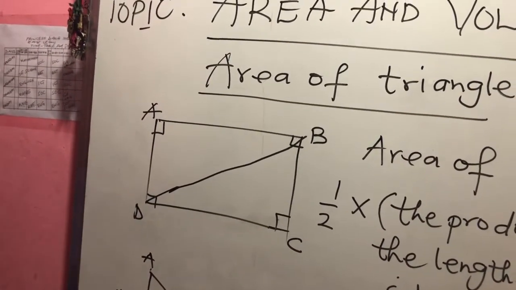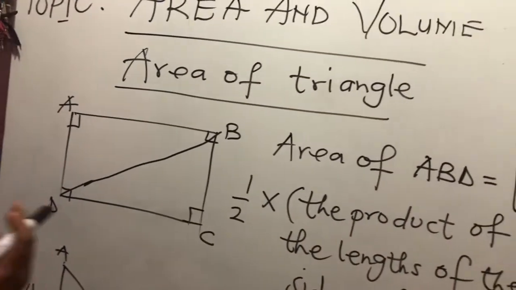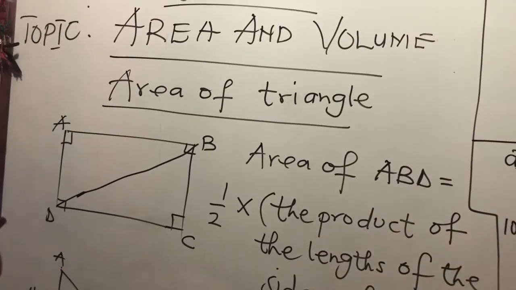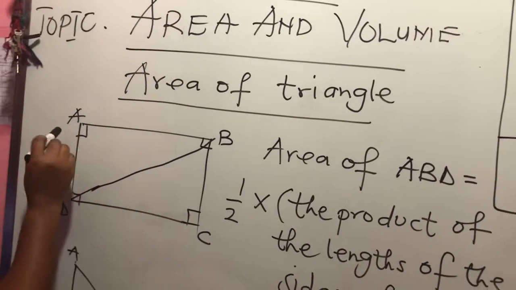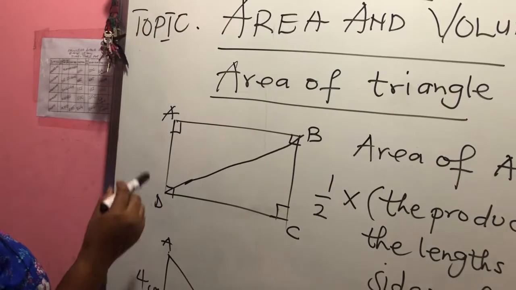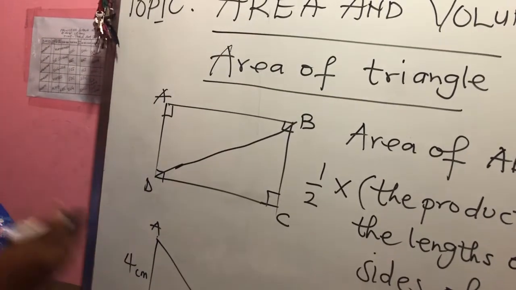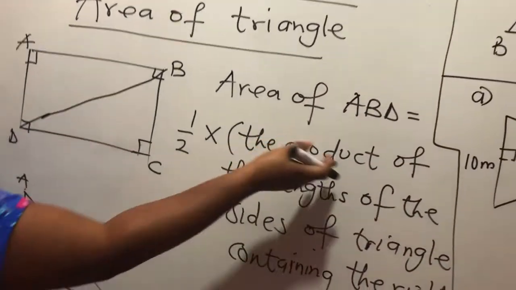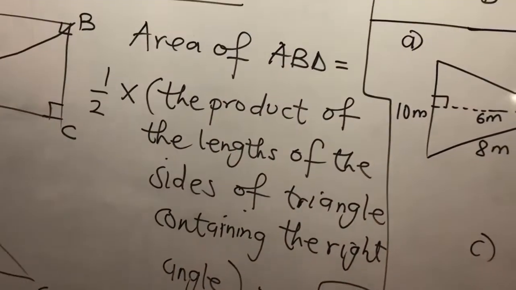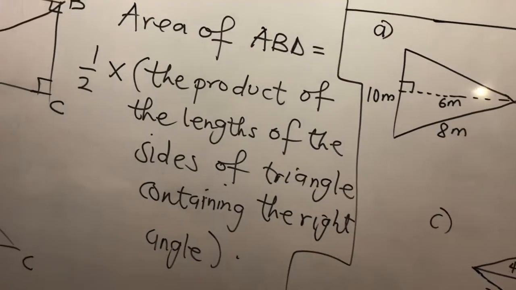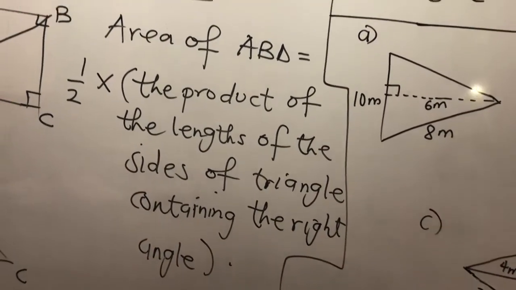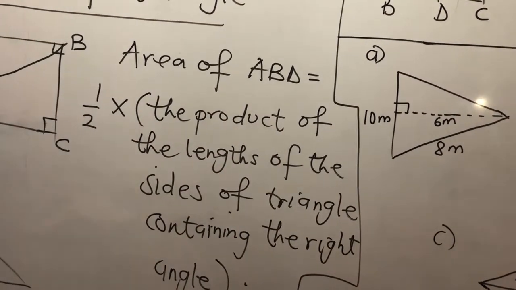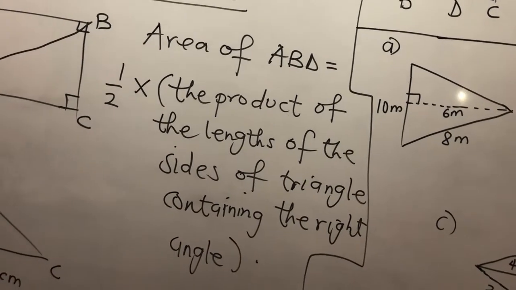Now we are going to find the area. We're going to know the formula for calculating the area of a right angle triangle. Let's take the first one, ABD. The formula is half times the product of the length of the side of the triangle containing the right angle.